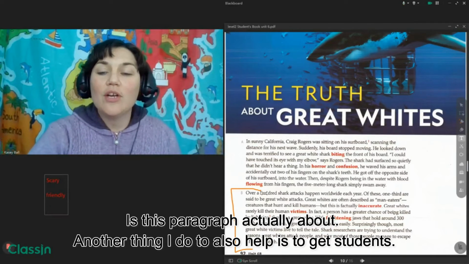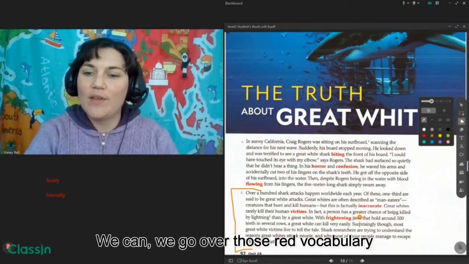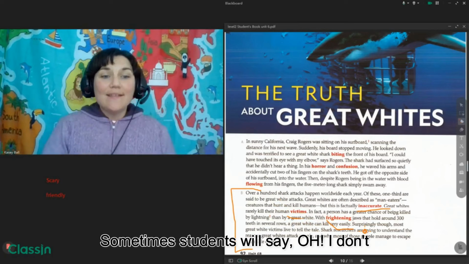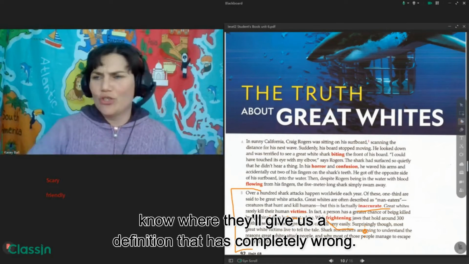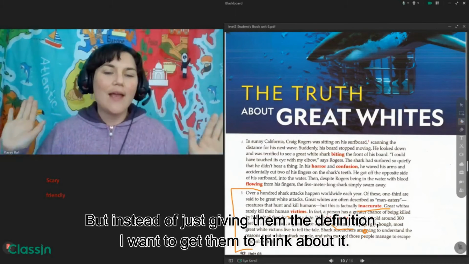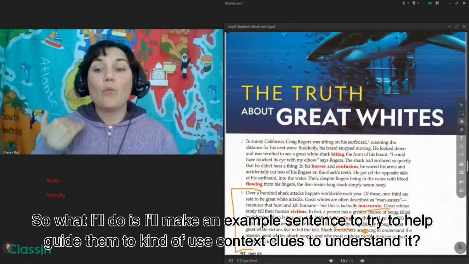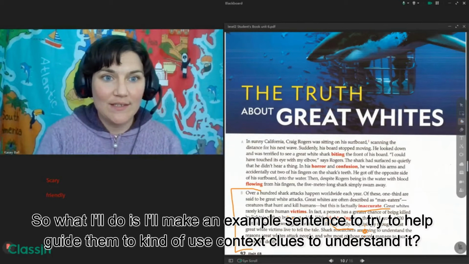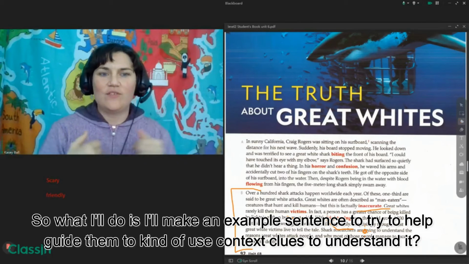Another thing I do to also help is we go over those red vocabulary words to make sure they understand it. Sometimes students will say, oh, I don't know, or they'll give a definition that is completely wrong. But instead of just giving them the definition, I want to get them to think about it. So what I'll do is I'll make an example sentence to try to help guide them to kind of use context clues to understand it.